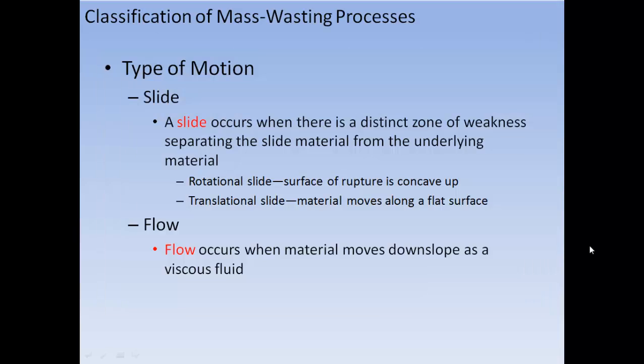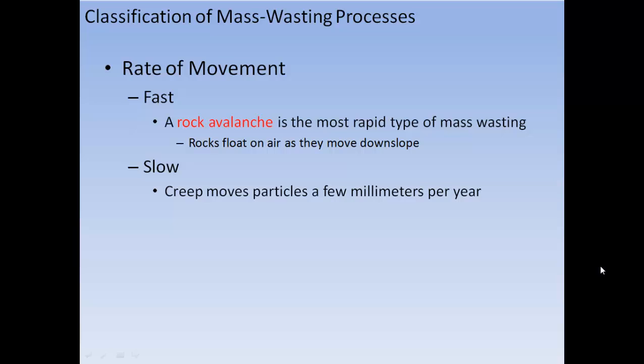A slide occurs when a distinct zone of weakness separates the slide material from the underlying material. In a rotational slide, the surface of the rupture is concave up. In a translational slide, the material moves along a flat surface. A flow occurs when material moves downslope as a viscous fluid.